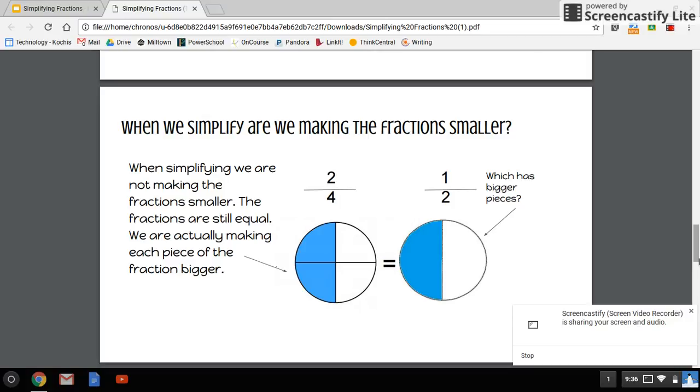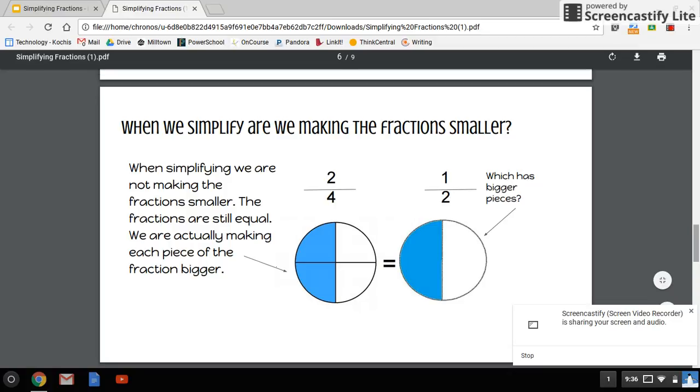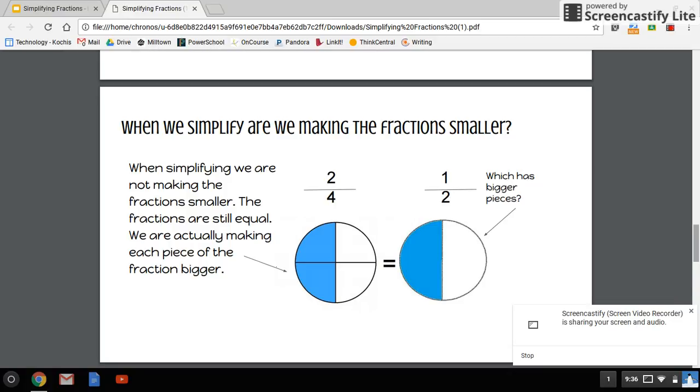When we simplify, are we making the fraction smaller? When simplifying, we are not making the fraction smaller. The fractions are still equal. We are actually making each piece of the fraction bigger. Which has larger pieces? So here we have 2/4 and 1/2.